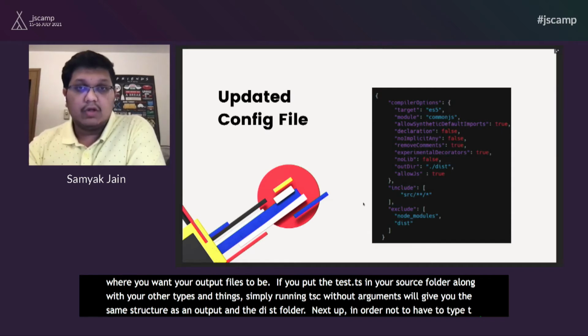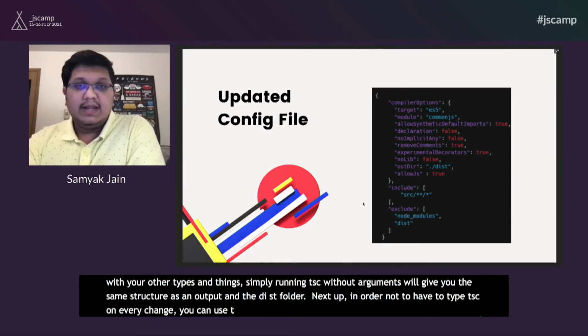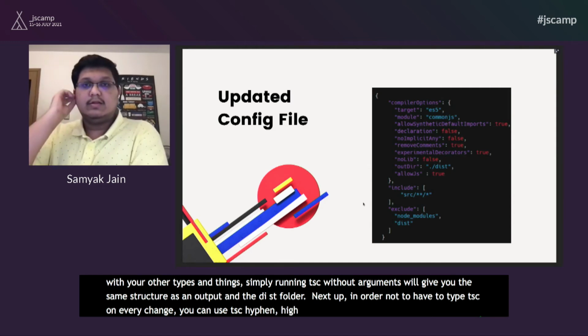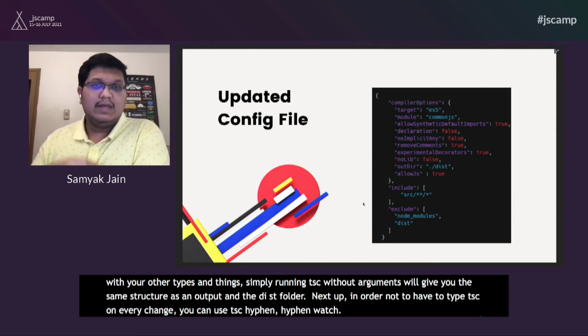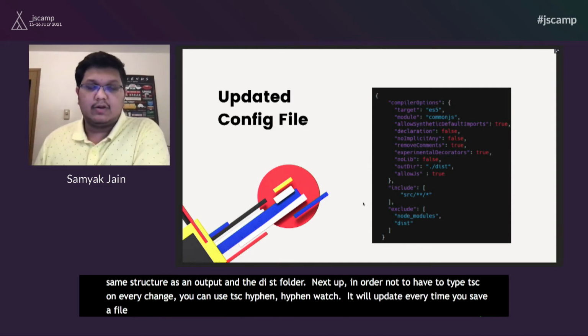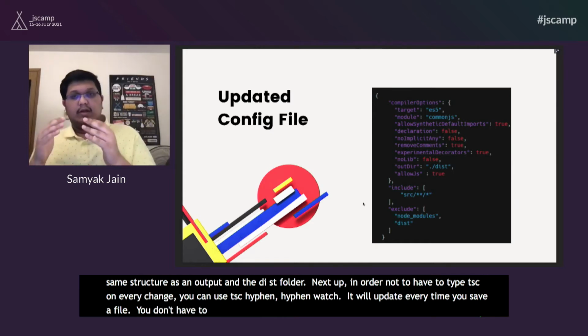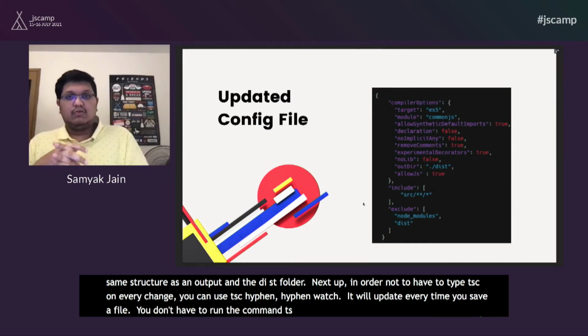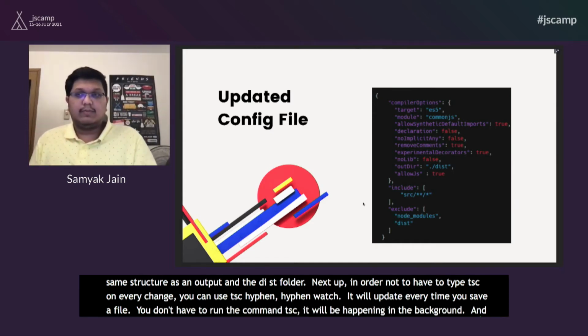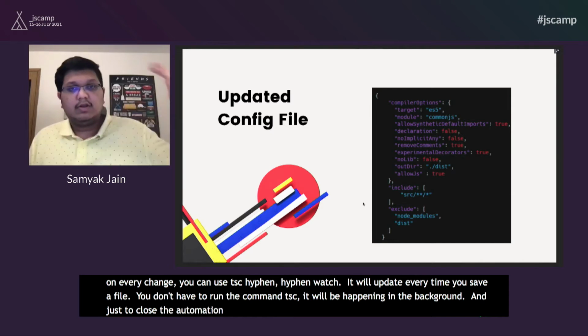Next up, in order not to have to type TSC on every change, you can actually use tsc --watch instead, which will update every time you save a file. So you don't have to run the command tsc itself. It will be happening automatically in the background. And to simply stop the automation, you just need to close your VS Code and it will stop automatically, so that it's not running in your background continuously.